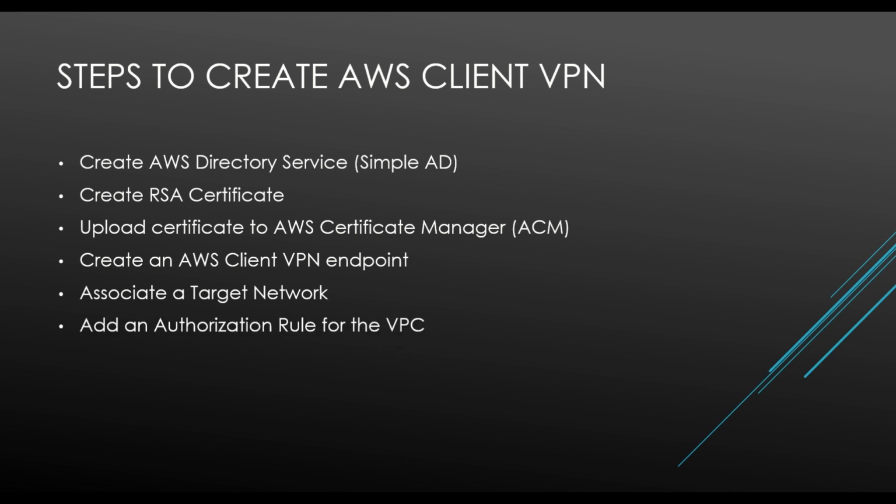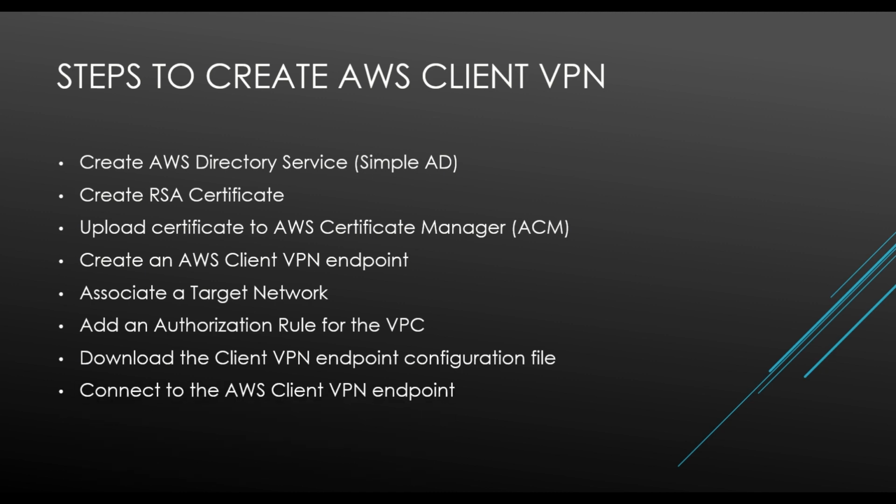Next, we need to add the authorization rule for the VPC. Once we are done with that, we need to download and prepare the client VPN endpoint configuration file. The configuration file includes the client VPN endpoint details and certificate information required to establish a VPN connection. You need to provide this file to the end users who need to connect to the client VPN endpoint. The end user then uses the file to configure their VPN client application.